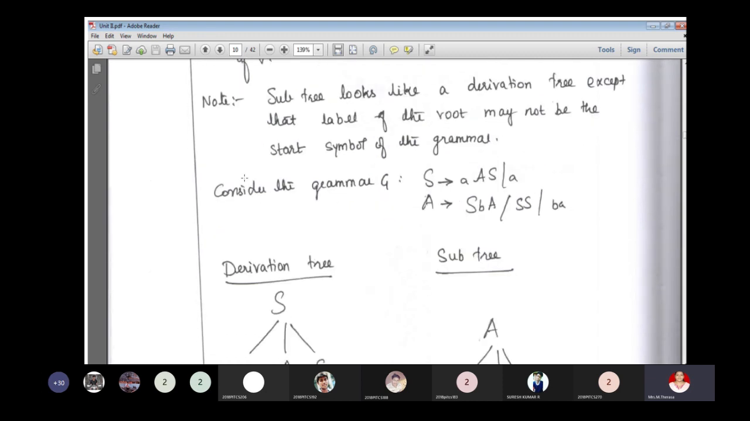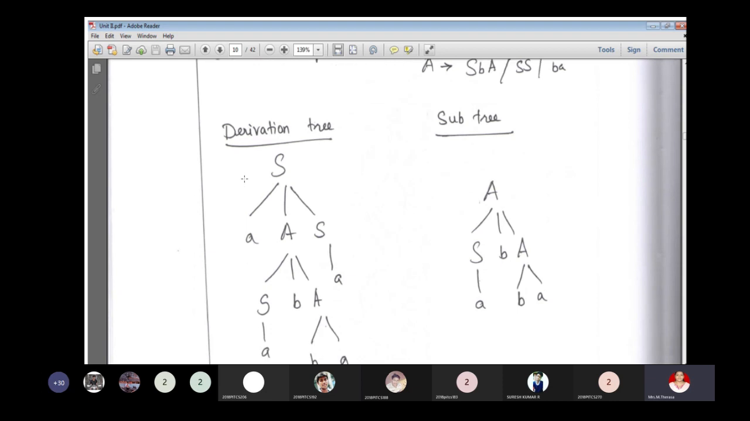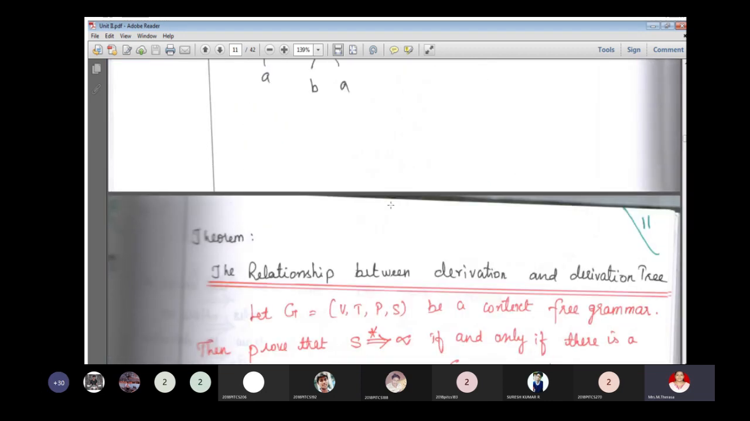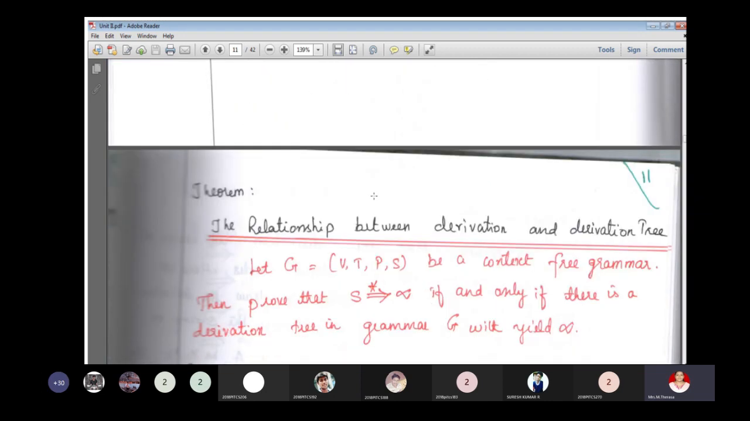See, when we consider a grammar and a derivation tree to derive a string A, B, B, A, then this portion, okay, this portion, here it is clearly written A, S, B, A, B, B. So this is called a subtree. It's a part of a tree. Okay, clear? Next, we are going to see the equivalence of derivation and the derivation tree.